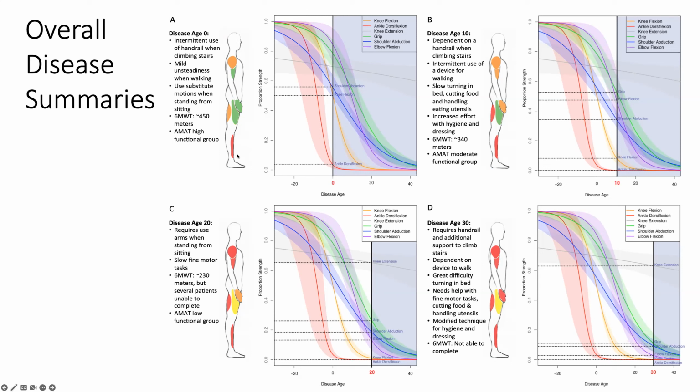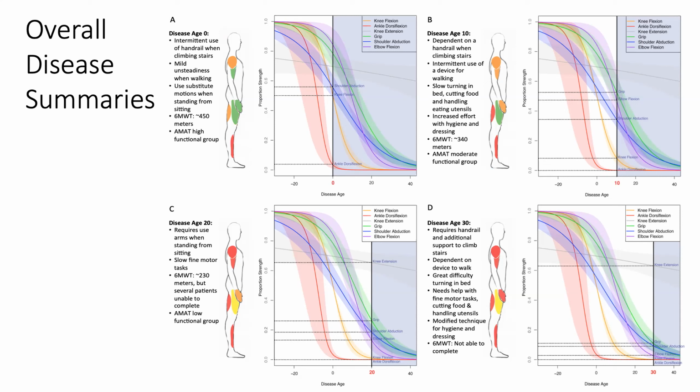But what does this mean functionally? And so when we relate these back to those other functional endpoints that we took, we can see what tends to be true for a subject of this disease age is that they tend to intermittently use a handrail when climbing the stairs, but they're still able to climb the stairs. They might have some mild unsteadiness when walking, but they're still able to do so. When they're trying to go from sitting to standing, they may use some substitute motions to do that.